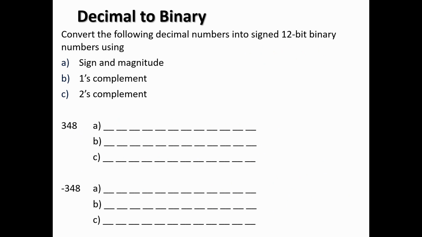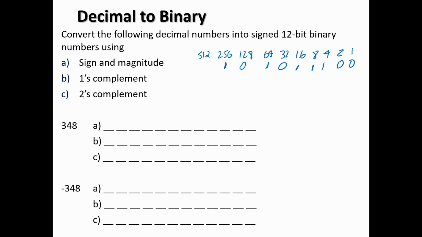Let's do more. 348. First we need to find the binary number. So I'm going to do 1, 2, 4, 8, 16, 32, 64, 128, 256, 512. I think that's enough. If you grab your calculator and do 348 minus 256, we have 92 left. 92 minus 64 is 28. Then 16, and so we have 12 left. So that's 348 in binary.